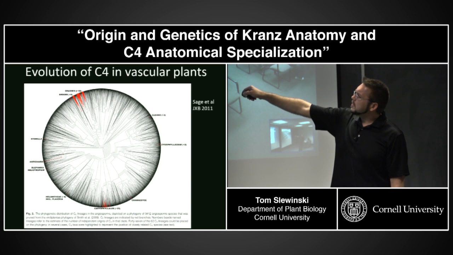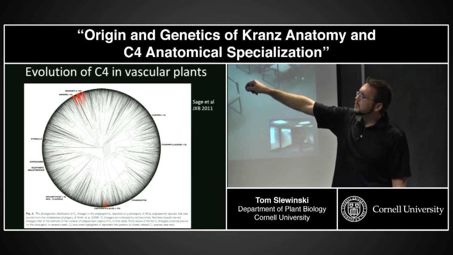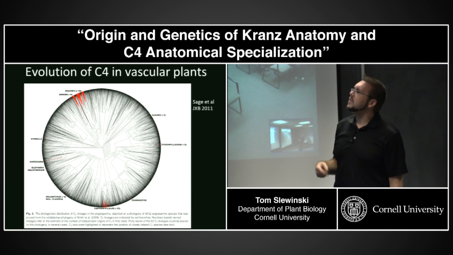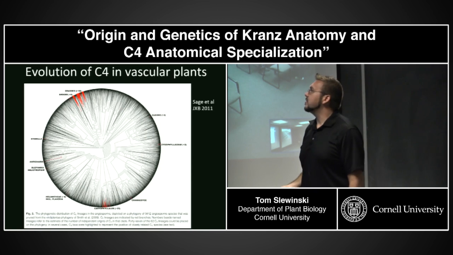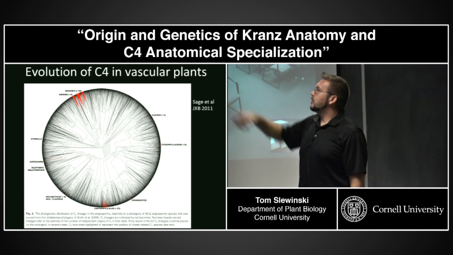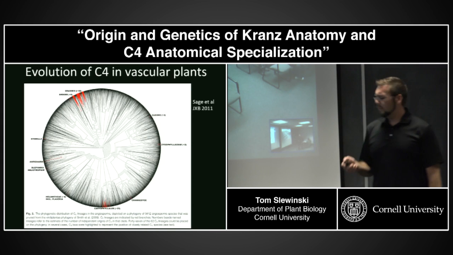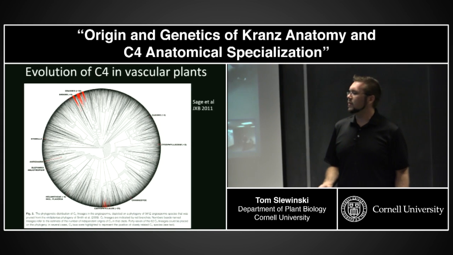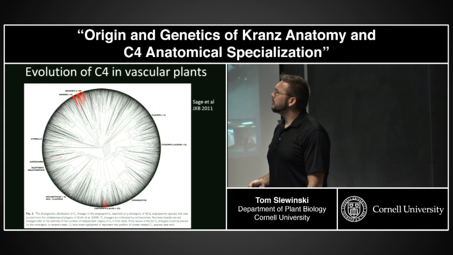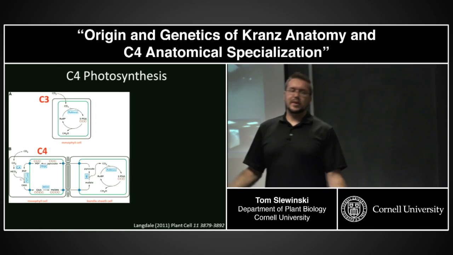I want to come back to this later in my talk, but just take this into account: there appears to be some ancient preconditioning event in the grasses, where a large proportion of the grasses are C4. So it occurs all throughout plants, and there's something maybe similar between all these plants that's giving rise to C4. So what's so special about C4?